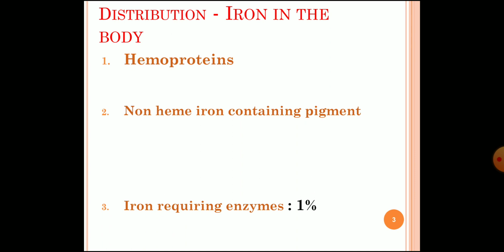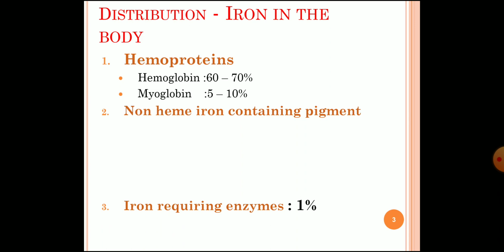Heme proteins. What are the heme proteins? It is mainly hemoglobin, 60 to 70 percentage is hemoglobin, then myoglobin about 5 to 10 percentage. So these are the important heme proteins, that is heme containing iron, and along with the protein it is present.